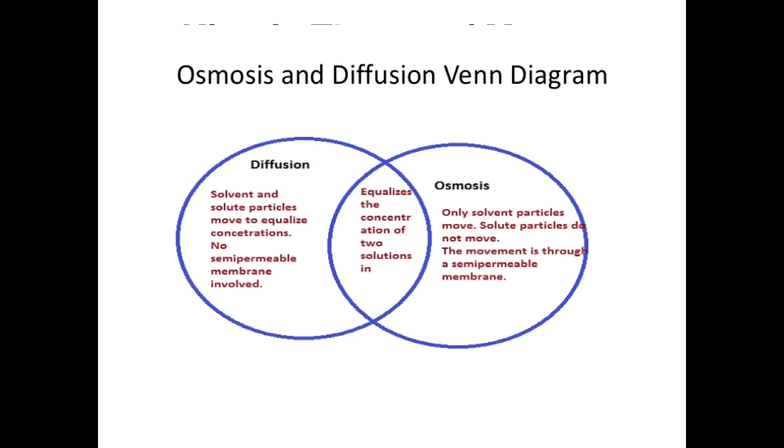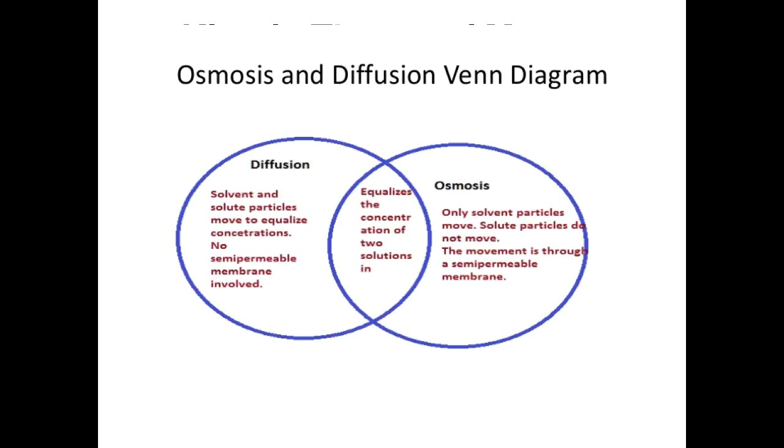Now, osmosis and diffusion have some things that are in common and some things that are not. A Venn diagram is a diagram where you draw two circles that overlap. Where the two circles overlap are the things the two phenomena have in common, and where they do not overlap is where the aspects are specific to that phenomenon. So for example, on the left here, the aspects that only pertain to diffusion are that the solvent and the solute particles move to equalize concentration, and that there's no semi-permeable membrane involved.